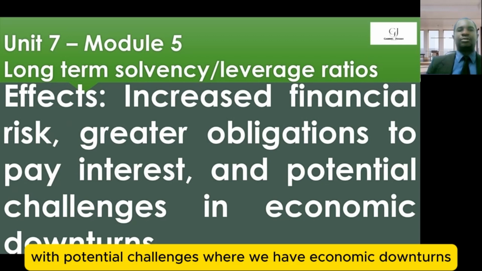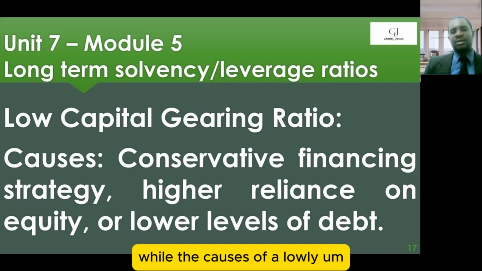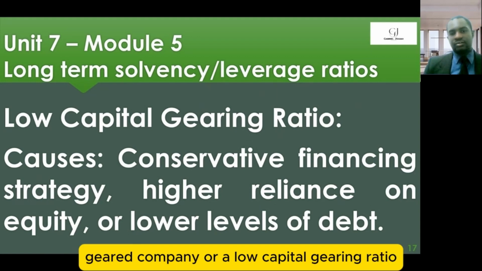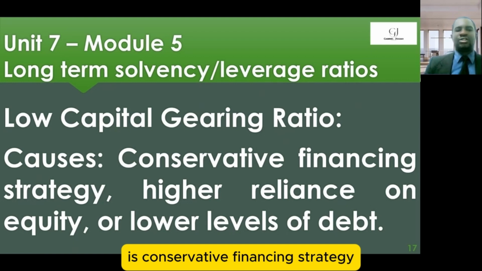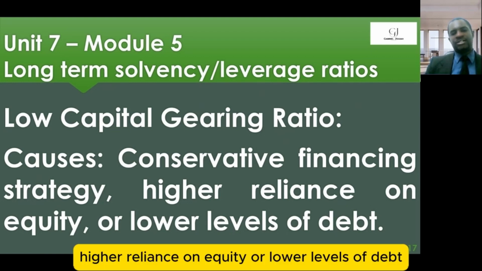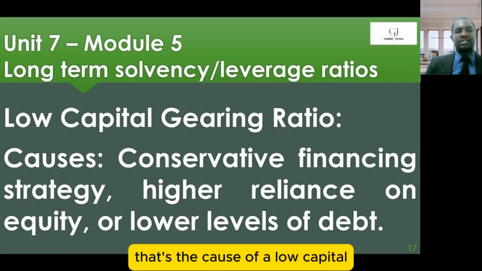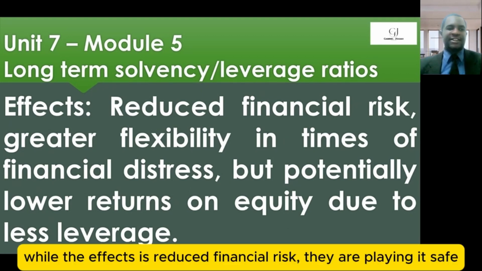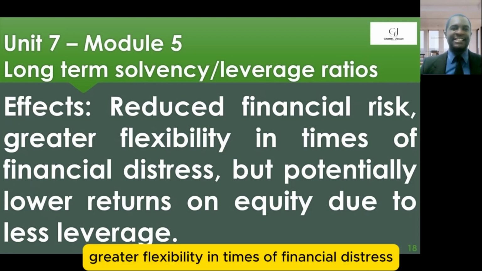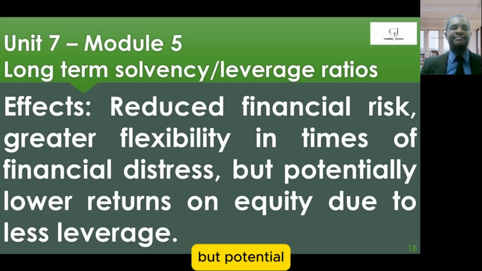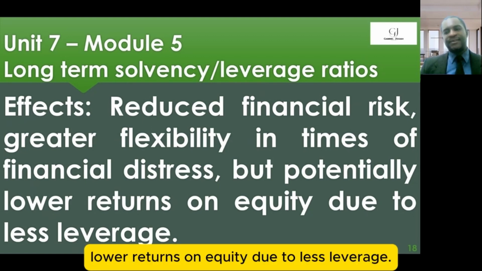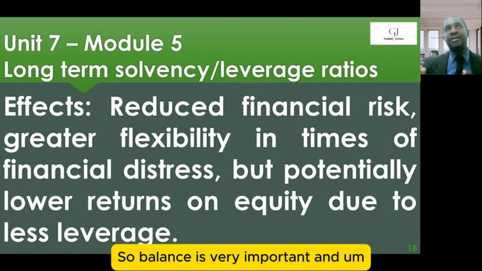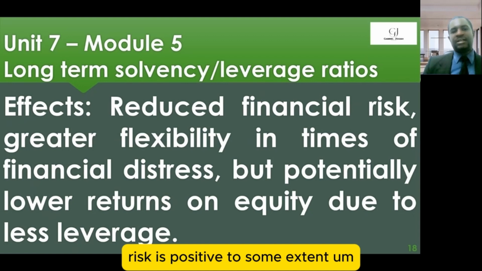While the causes of a lowly geared company, or a low capital gearing ratio, are a conservative financing strategy, higher reliance on equity, or lower levels of debt. That's the cause of a low capital gearing ratio. While the effects are reduced financial risk, they're playing it safe, greater flexibility in terms of financial distress, but potentially lower returns on equity due to less leverage. So balance is very important, and risk is positive to some extent.